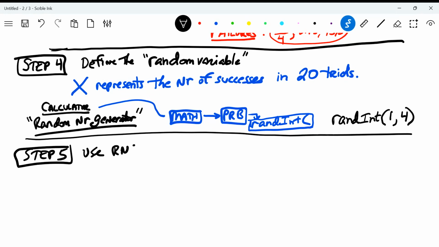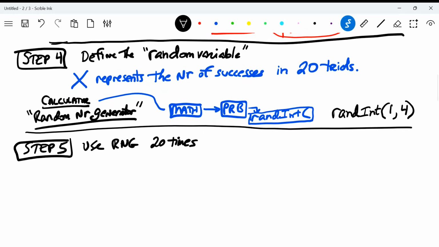Use a random number generator 20 times. When you do that, you start counting them up. You want how many times you get a 1 and how many times you get a 2, 3, or 4. It doesn't matter which one it is, it's just that it's not 1. And so I do this a bunch of times, and I did do it earlier.